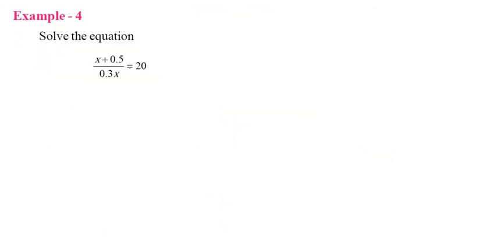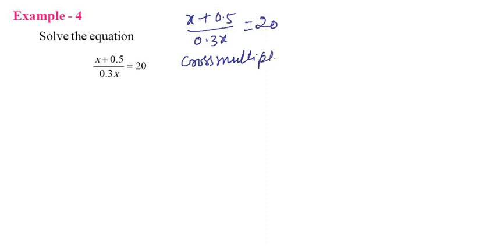Now solve the equation. How can we solve this equation? So you can see here it is (x plus 0.5) divided by 0.3x is equal to 20. Now do the cross multiplication.